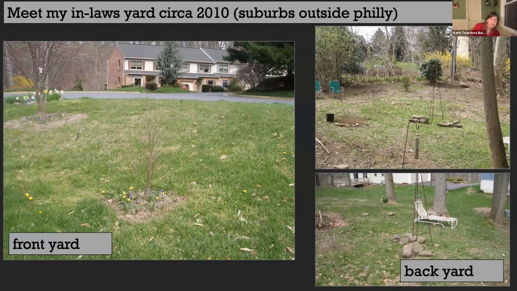Just to highlight this, here's my in-laws' yard in about 2010 in the suburbs outside Philly. This is a very typical landscape with mown grasses in the front, mown grasses in the back, with some tall canopy tulip trees as well.